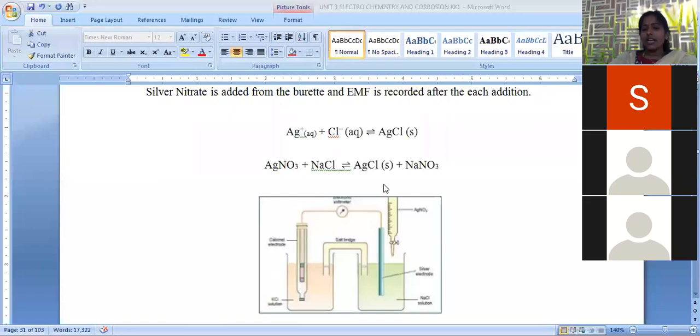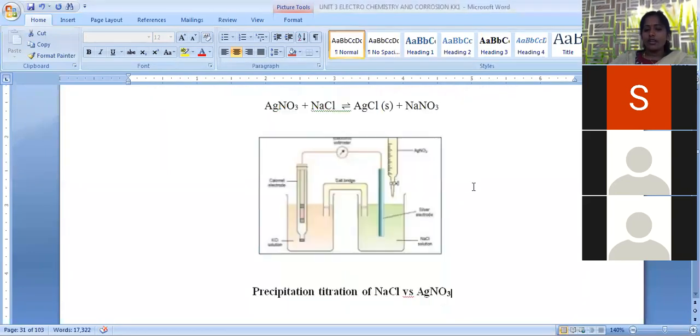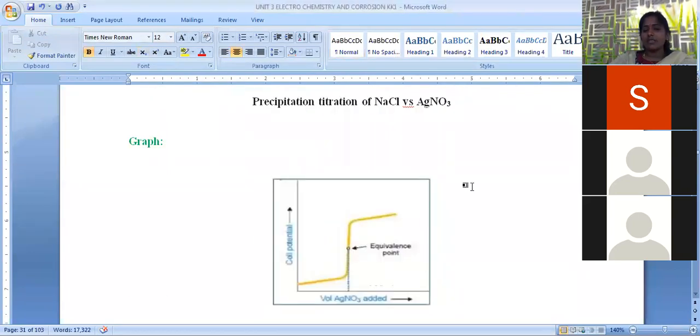So the same reaction is continued till the precipitation reaction is completed. Where the reaction is completed is called the end point. After getting this titration, we have to repeat the titration again 15 to 20 times.